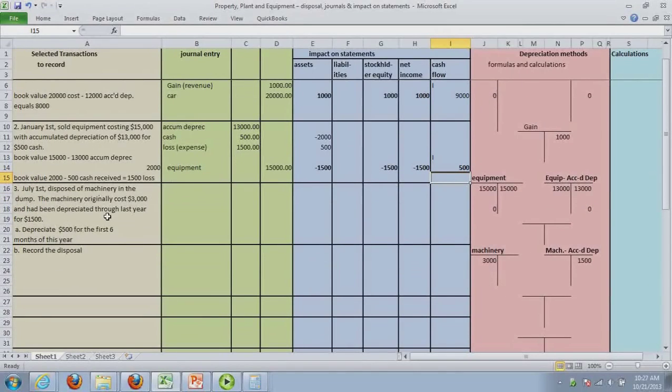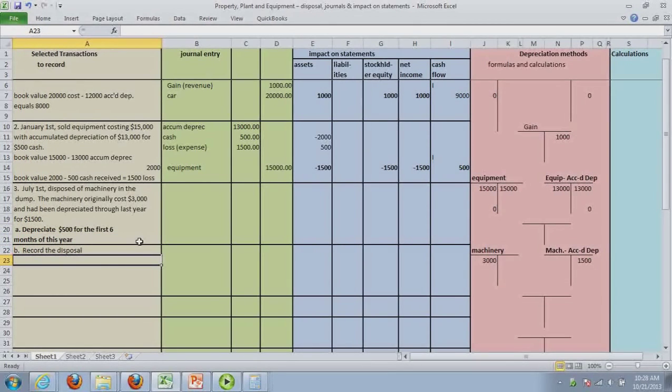And then the last example, we dispose of the machinery in the middle of the year. And we usually depreciate once a year at the end of the calendar year because we do statements once a year. So here we have something to deal with, and I didn't do the method calculations, but we have $3,000 and $1,500, I guess, as our cost and accumulated depreciation to date. But if we use whichever method we have, for the first 6 months, we would actually need to depreciate $500.